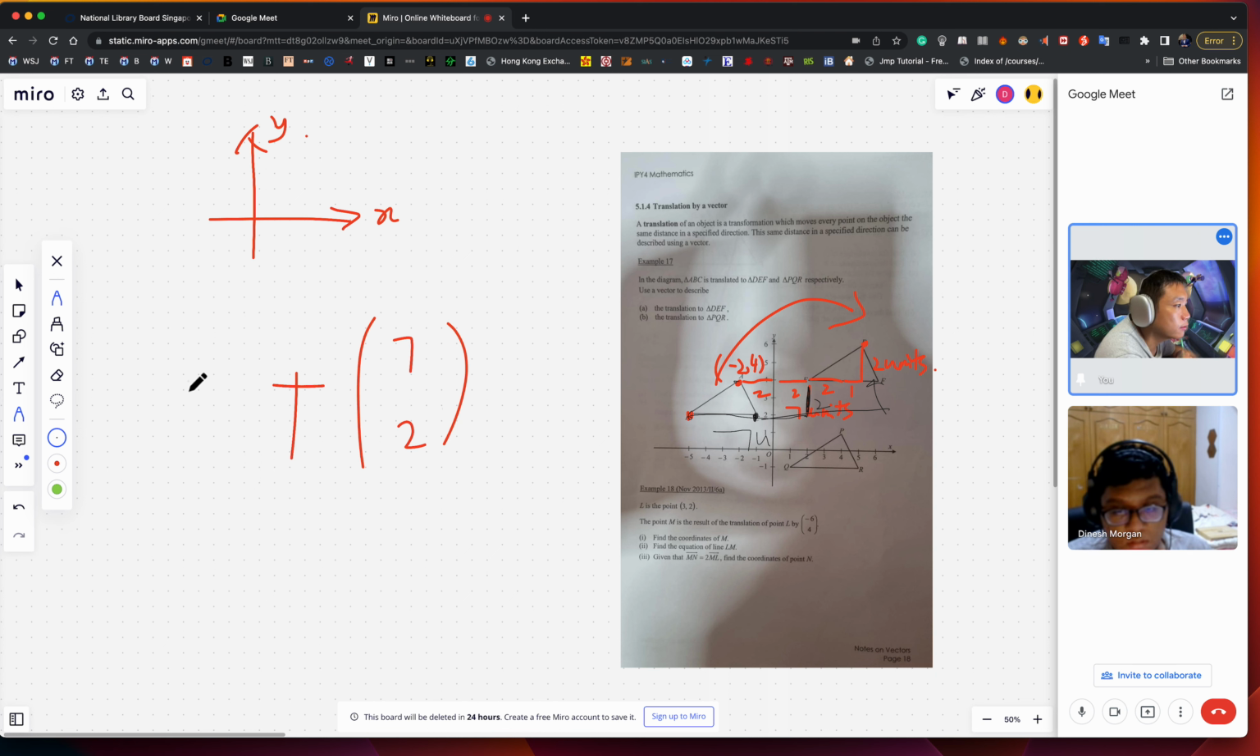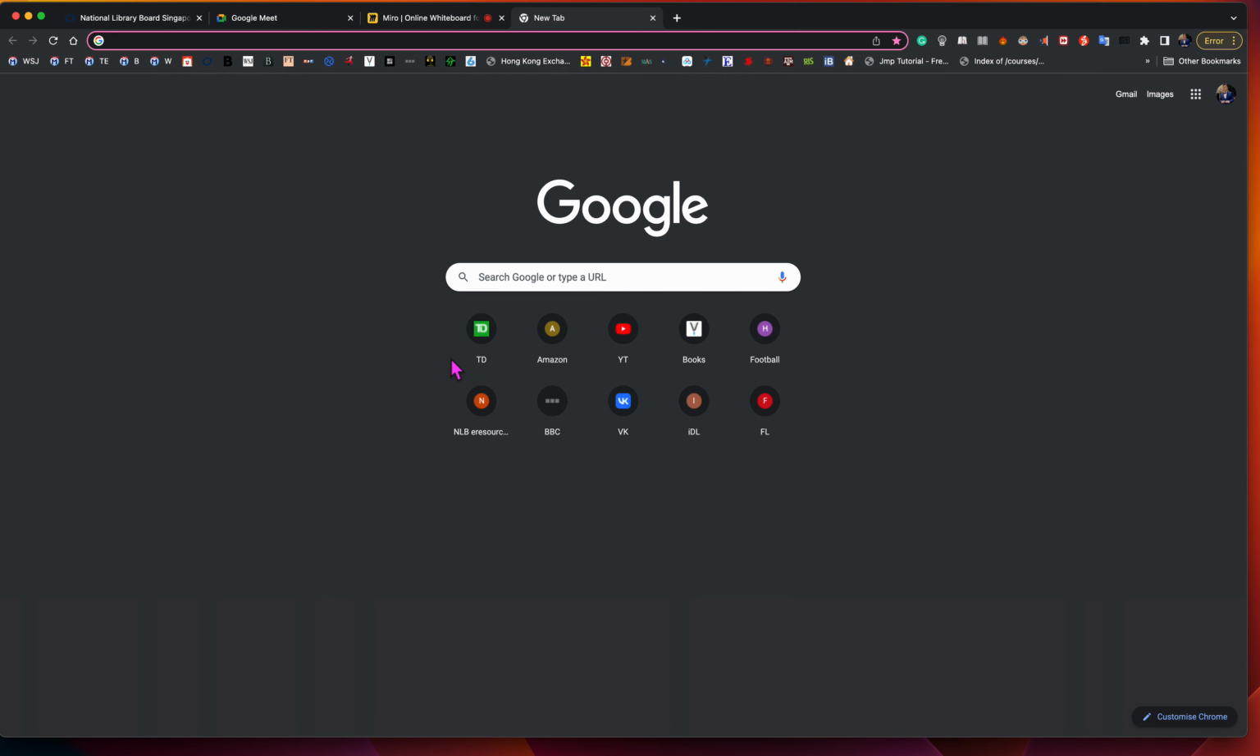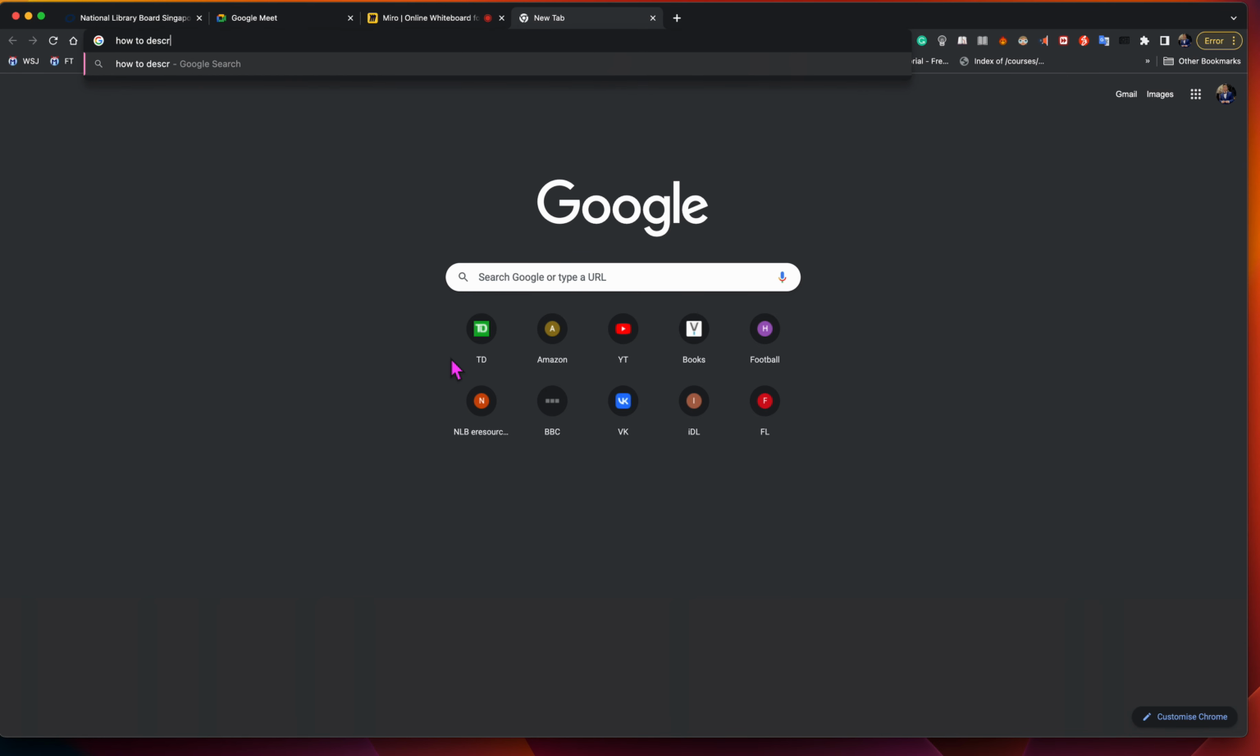For your easy understanding, this is a triangle. Of course you don't do it this way, but for your easy understanding, triangle ABC plus this column vector will give you triangle DEF. I have forgotten how to describe it. Let me quickly do a check online, because this is the only page on how to describe translation or vector translation.